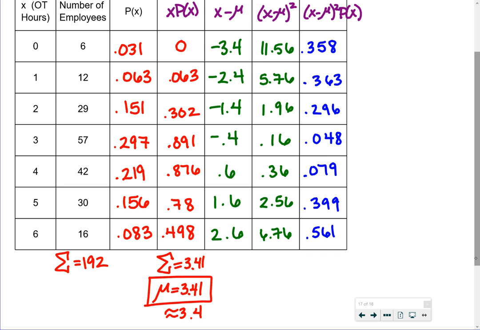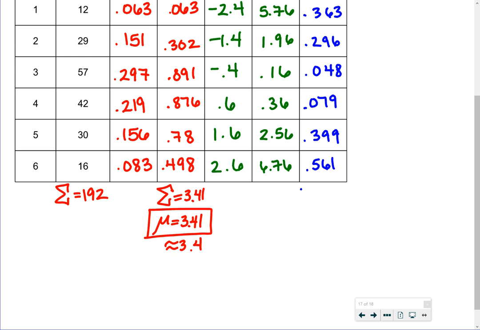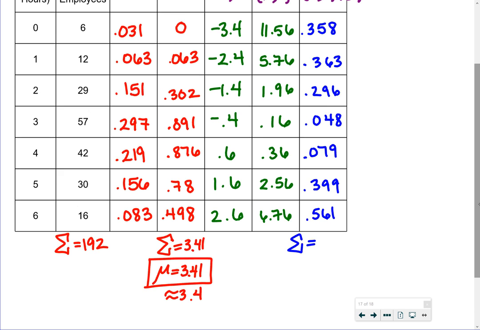Okay. Sum all of those up, and you have your variance. 0.358, 0.363, 0.296, 0.048, 0.079, 0.399, 0.561. I get 2.104. So my variance, or my little mu squared, is 2.104. Second part of my answer.